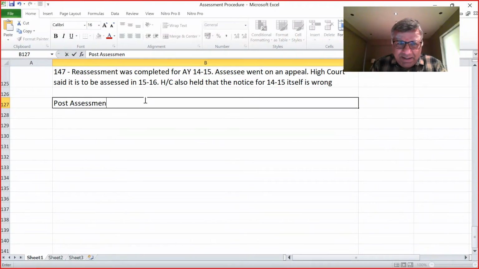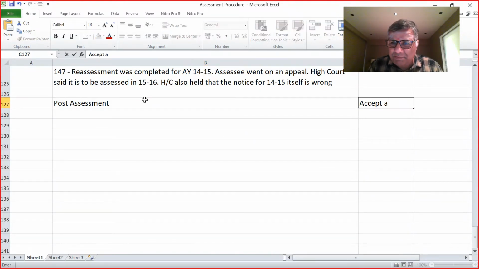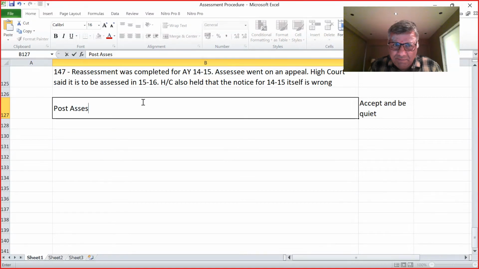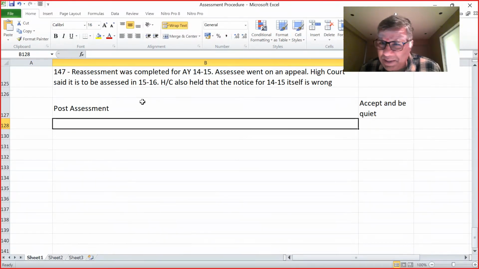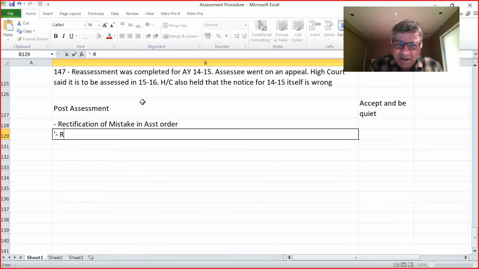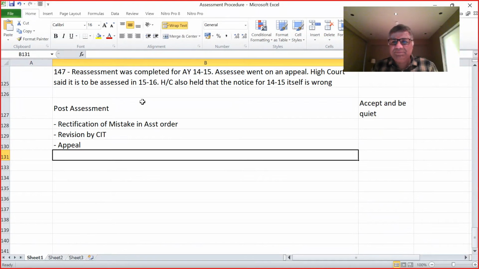Post assessment, what happens? The simplest thing that can happen is accept and be quiet. Okay, I have not written this on the board, I am just telling you. The simplest thing. But there can be 3 other aspects which can happen: rectification of mistake in assessment order, revision by Commissioner of Income Tax, appeal. After the assessment order, after assessment is over, 3 things can happen.